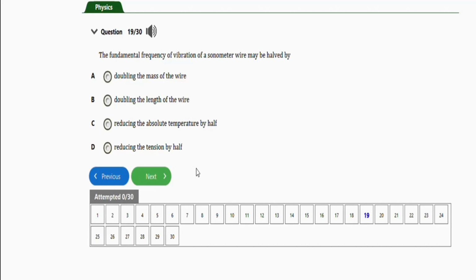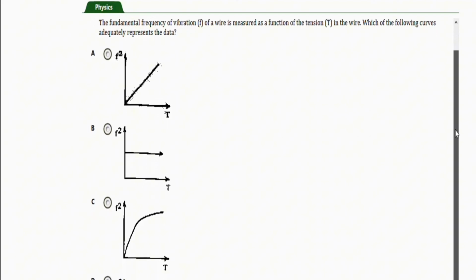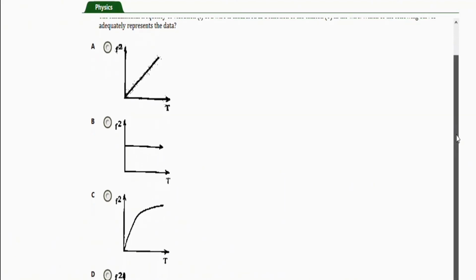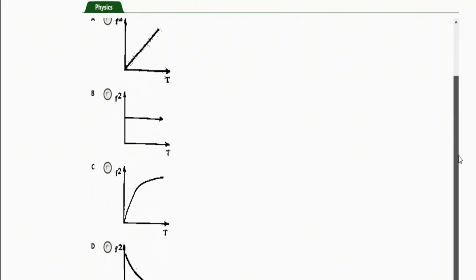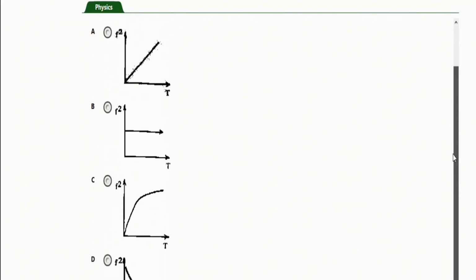The next repeated question will be this question. It says the fundamental frequency of vibration of the wire is measured as a function of the tension in the wire. Which of the following curves adequately represents the data? So the right curve here is this option. So option C. Take note of this particular question, guys. So option C is the right representation. Alright, the right curve, option C. So that's it for this question.